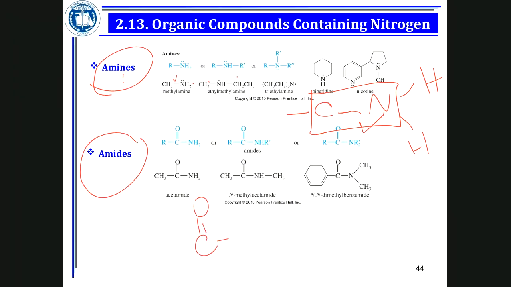Amide is the C=O double bond that is attached to nitrogen. This is the functional group for amide. And to this, you could have either hydrogen attached or you could have carbon attached. But the part that makes the molecule an amide is a C=O double bond, single bonded to nitrogen.